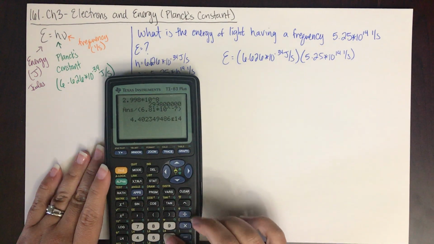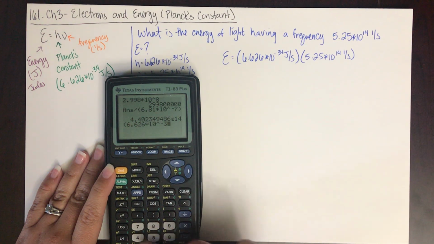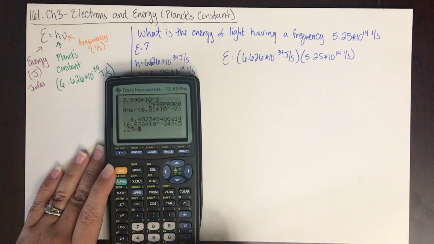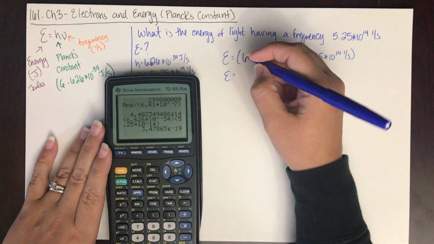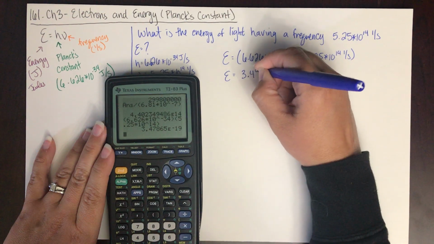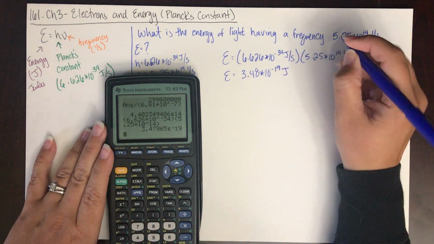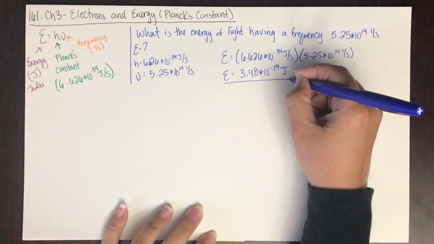Let's say 6.626 times 10 to the negative 34th times 5.25 times 10 to the 14th. So this gives me an energy of, with three significant figures, 3.48 times 10 to the negative 19th joules. That's how much energy that light having that frequency has. So this is a very small amount of energy.